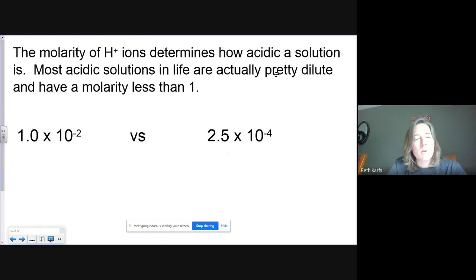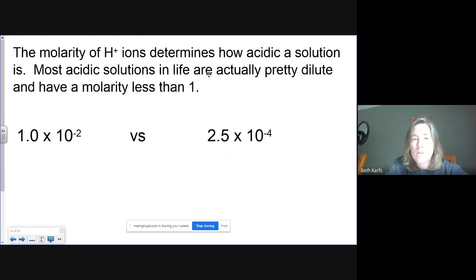So if you think about the PhET that we did, where you looked at different pHs, all of those different substances, their hydrogen ion concentrations were something less than 1. So we want to get used to looking at numbers that are less than 1, things that are in scientific notation, and understanding if they're big or small, relative to each other. So I've got 2 numbers in scientific notation here. I've got 1 times 10 to the negative 2, and I've got 2.5 times 10 to the negative 4.